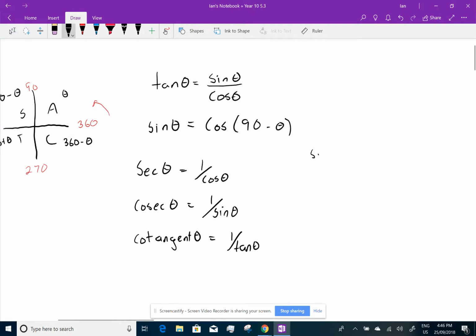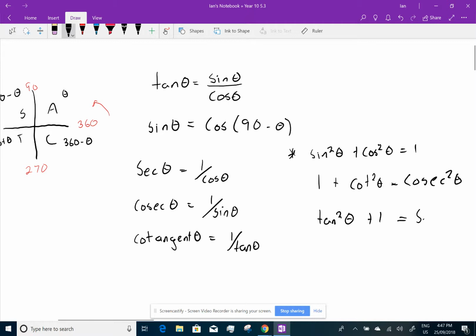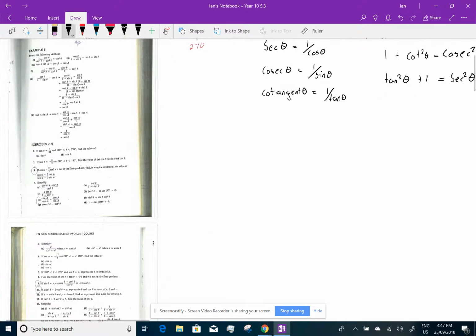And the other one is sine squared theta plus cos squared theta equals 1. And of course the reciprocal of those, if I divide by sine, I'll get 1 plus cot squared theta equals 1 on sine squared, that's cosec squared theta. And if I divide the very first equation by cos squared, I'll get tan squared theta plus 1 equals 1 on cos squared, well, that's sec squared theta. So, they're pretty much all the things we're going to need to know. So let's have a go here.